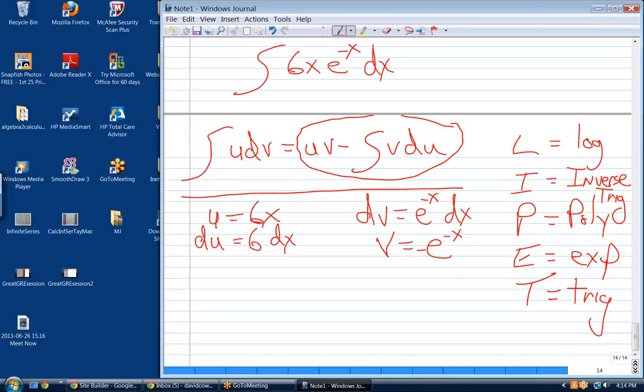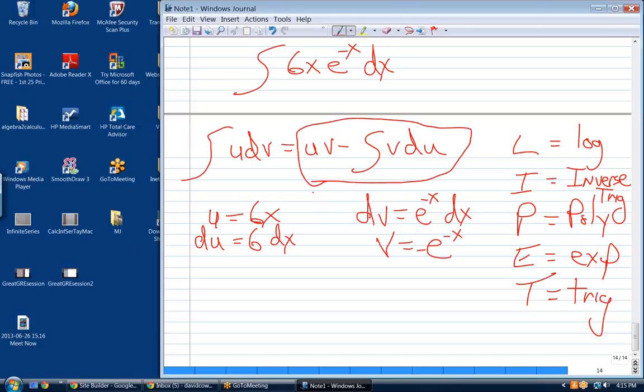In fact, I would recommend that you set it up like this, where you put the u on the left, you put the dv on the right, and you're always going to be differentiating the u, the left part, and integrating the right part. You're going to find that integration is as much differentiation as anything. It's hard to integrate without doing some differentiation also. Okay? So now I've got everything I need to plug into this.